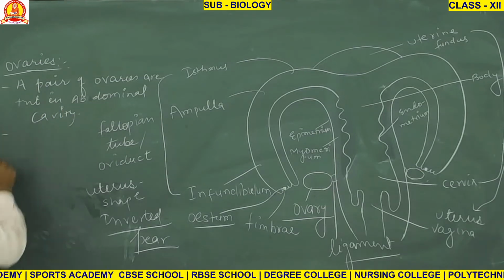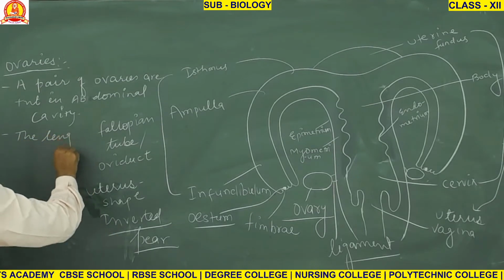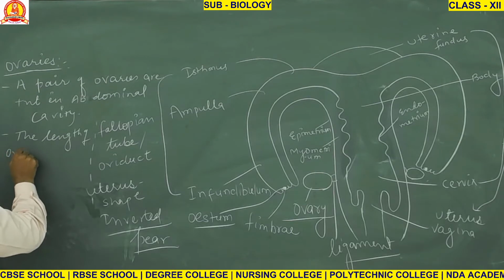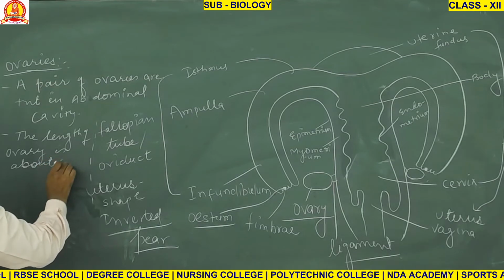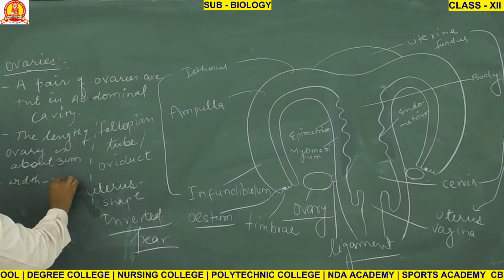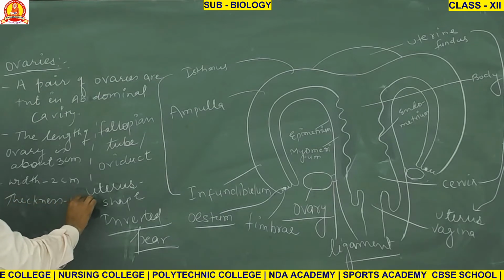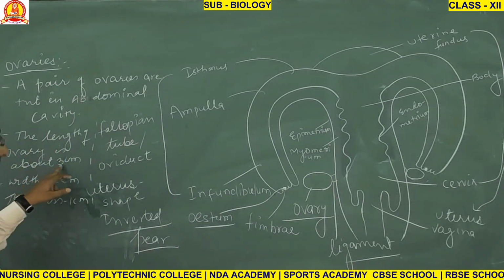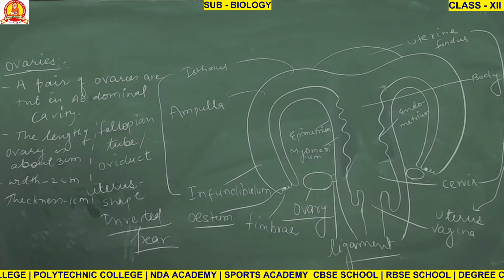Next point, the dimension. The length of the ovary is about 3 centimeter, width 2 centimeter, and thickness 1 centimeter.